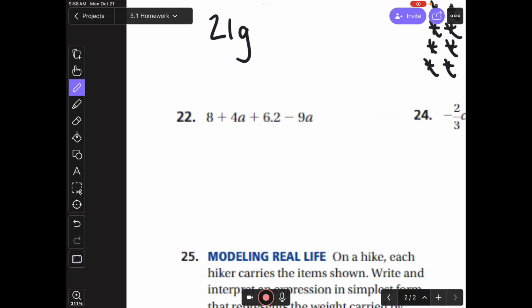Here, notice I've got 2 different sets of like terms, so I can only combine those that are similar. Here, I've got both of these attached with a. I have 4 positives and 9 negatives. If I cancel my 0 pairs, I am left with 1, 2, 3, 4, 5 negative a's.